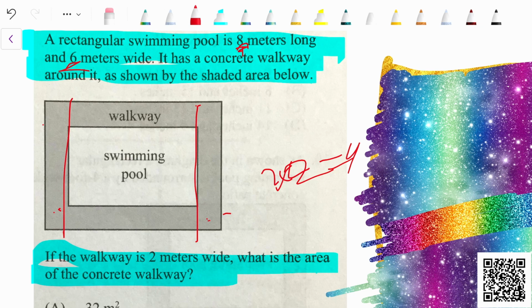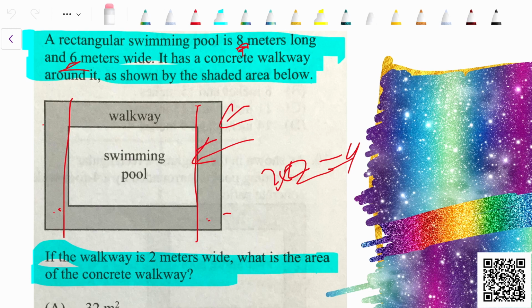We need to know what the area of the concrete walkway is. And the walkway, as you can see, is around the swimming pool, as shown in this drawing. So if we just solve 8 plus 4 multiplied by 6 plus 4, that would be counting in the swimming pool's area as well. So that means we also have to solve the swimming pool area and subtract that from the total of the walkway and the swimming pool.